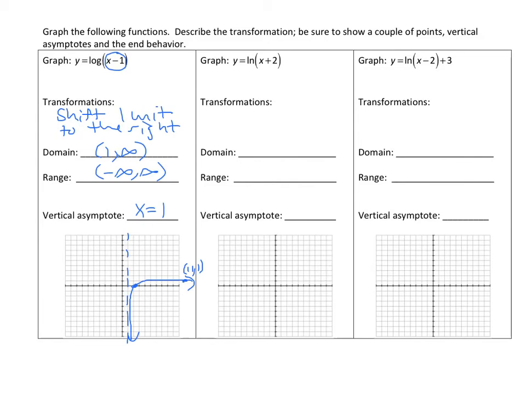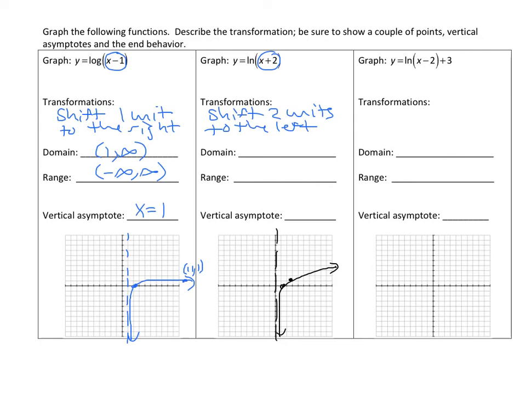In this next example, we are transforming the natural log of x graph. So if you recall, that graph had a vertical asymptote at 0, and it had a point at 1, 0, and then it had a point at e, 1, so about 2.71. And it looked like this. And we're shifting, again, it's a horizontal shift because we have something on the inside by the x. A plus 2, instead of going to the right, is a shift to the left. So we're going to shift this graph 2 units to the left.